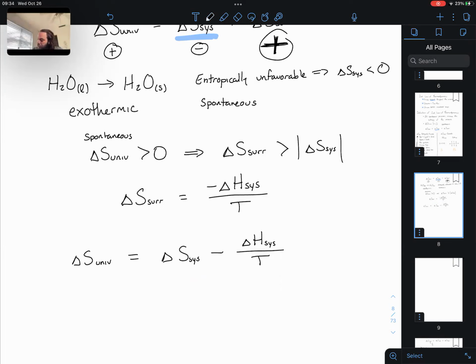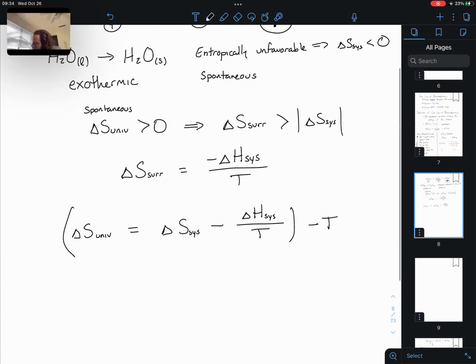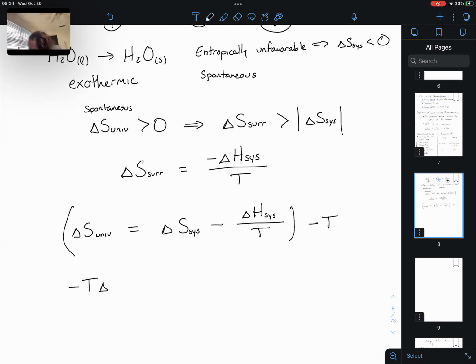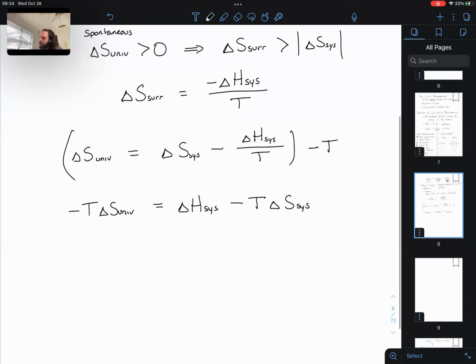So we like this because now all of those terms are in terms of the system. And lastly, the entropy is measured in joules per Kelvin, and in order to get a chemical potential, we have to be in joules. So what we're going to do is take everything here and multiply it by negative T. What we get is negative T delta S of the universe equal to the delta H of the system minus T delta S of the system. And so now we have what we're going to call our chemical potential.